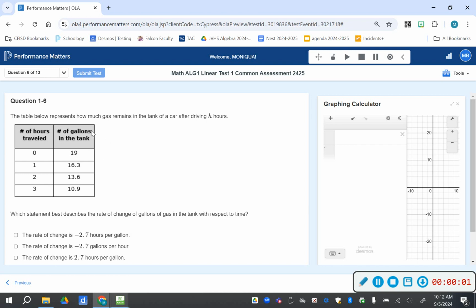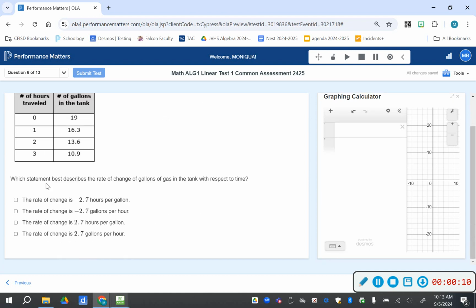Alright, this is number 10 from the test, and it says the table below represents how much gas remains in the tank of a car after driving H hours. Which statement best describes the rate of change of gallons of gas in the tank with respect to time? Remember, the keyword is rate of change, which means, once again, I am finding my slope.